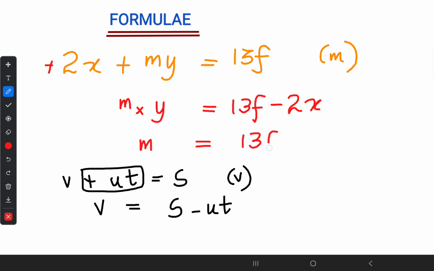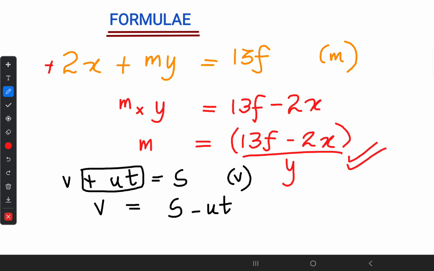So this total value still exists. It should be divided by the whole value y, because m multiplied by y is equal to this whole value. So when you bring the multiplicand y as a dividend, it should be divided by the whole value: 13f minus 2x should be divided by y. Here we have completed making m the subject in the given formula.